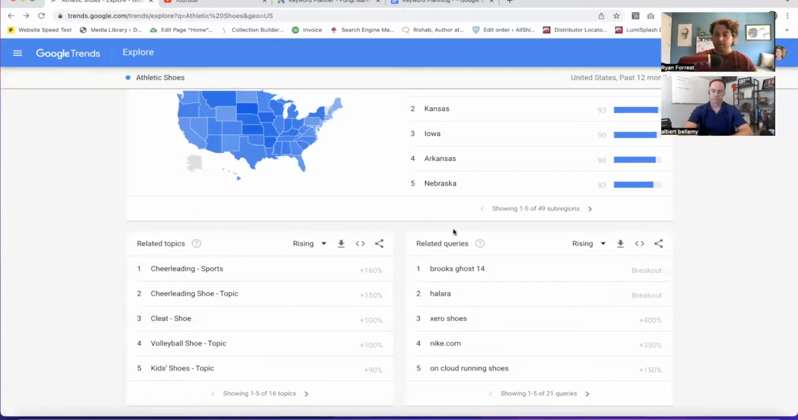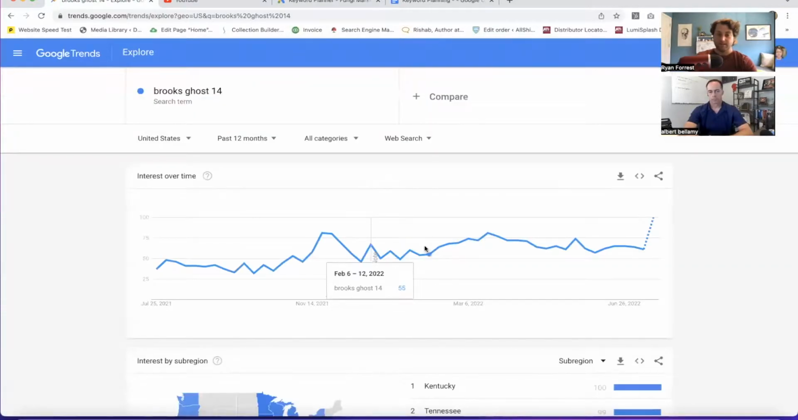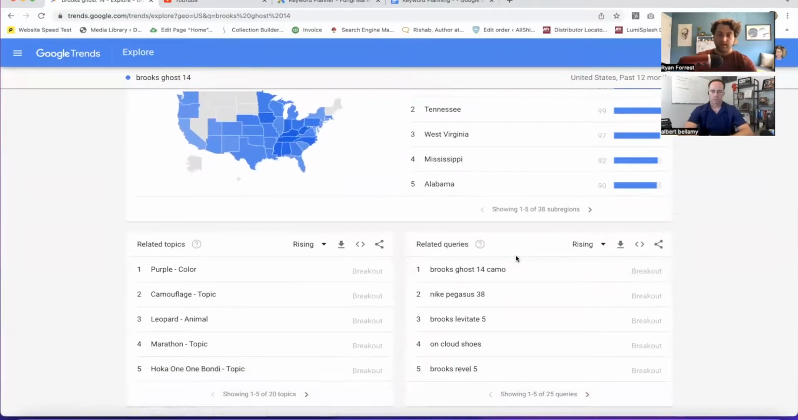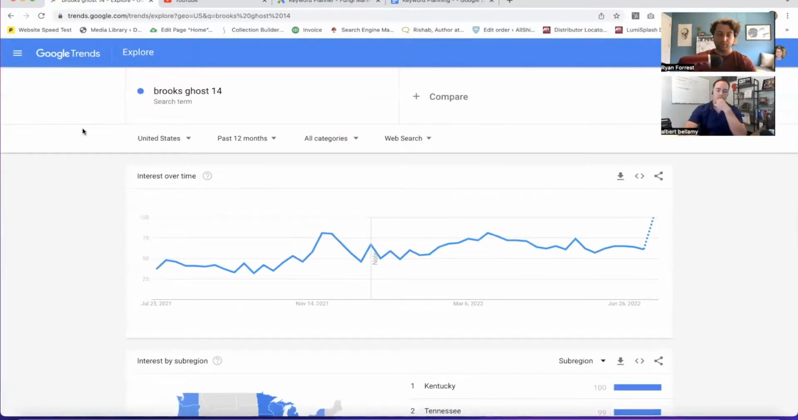And then these related queries, I'm going to guess that Brooks Ghost 14. Oh yeah, I know the Ghost, I've heard of that. It's a brand of shoe. I'm assuming Halara, Zero, Nike, those kinds of things. And these are like breakout categories. If I click on this, you see how it's on the rise right now as far as interest, meaning search volume. And then I can go even deeper, say the Brooks Ghost camo, or these specific colors. You can really go deep with it.